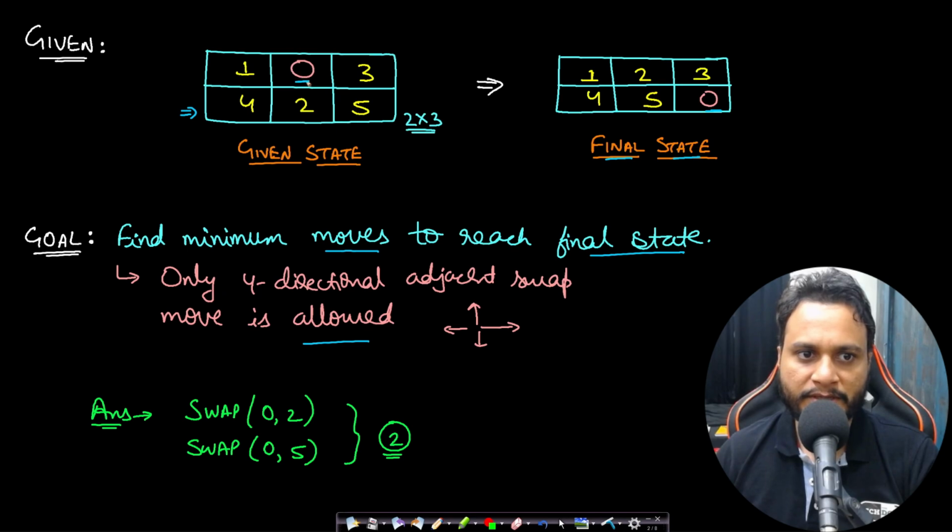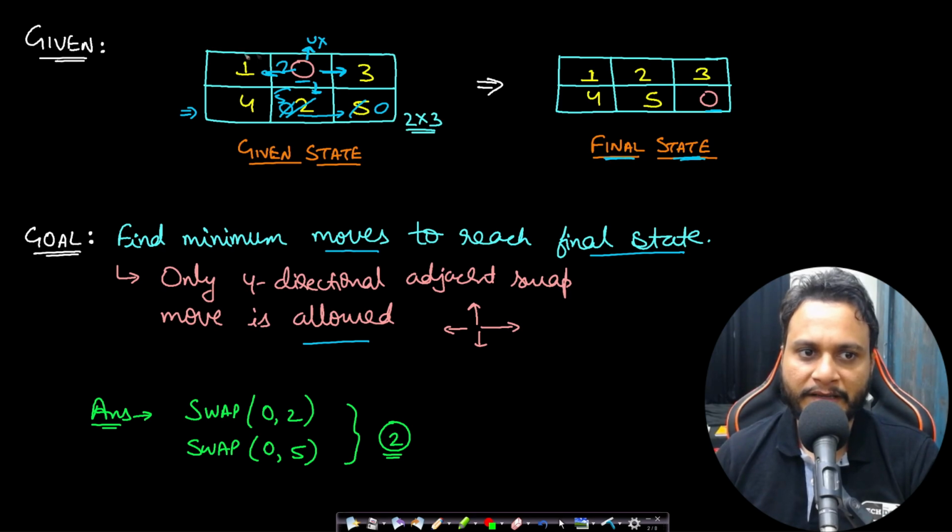So if 0 is present here, then you could have chosen any of the 4 directions to swap, but the up swap is not possible because it will go out of bounds. So you can swap with either 3 or 2 or 1 and go to the next state. If you do your first step, then the optimal swap will be to move 0 here and move 2 here, and then you swap it with 5, so move 5 here and move 0 here. So in 2 swaps you are able to reach the final state.